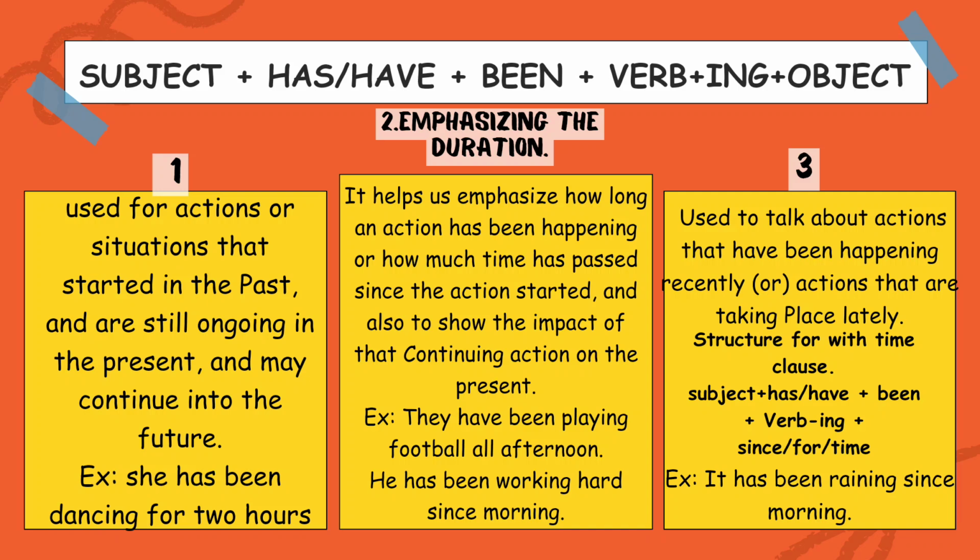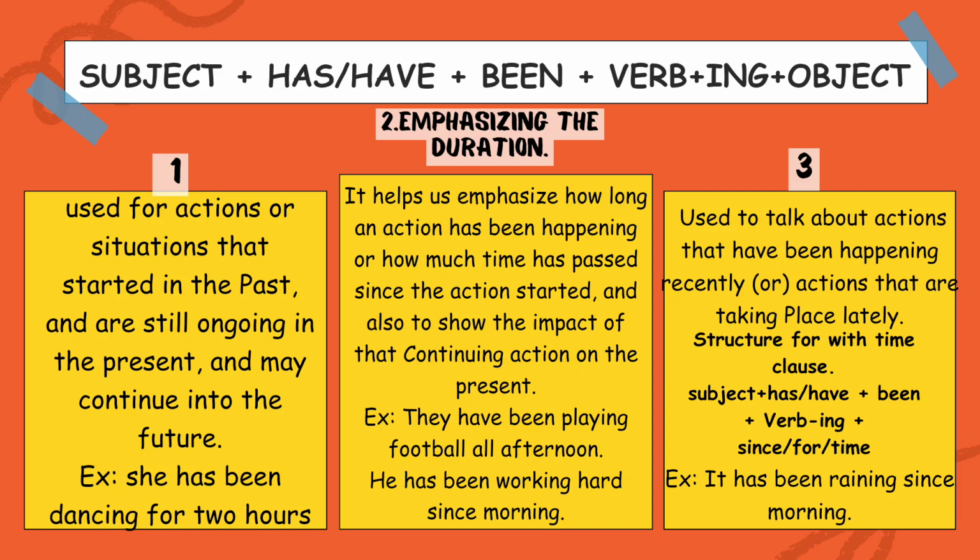Structure: subject plus has or have plus been plus verb-ing plus object. This tense is used for actions or situations that started in the past and are still ongoing in the present and may continue into the future. Example: she has been dancing for 2 hours.